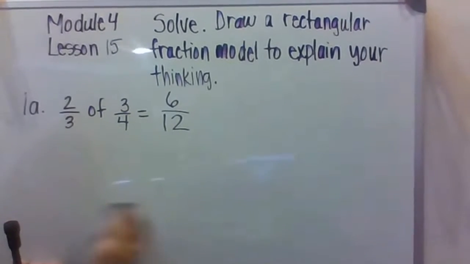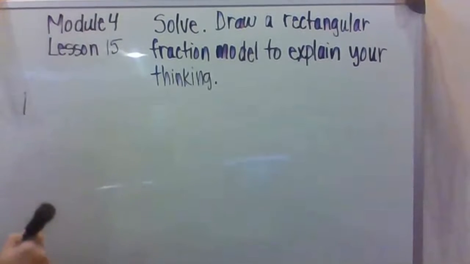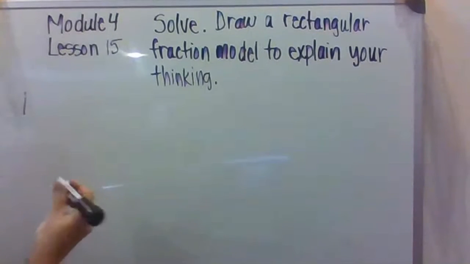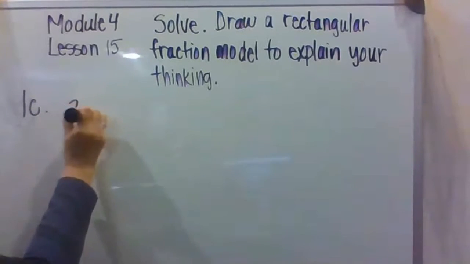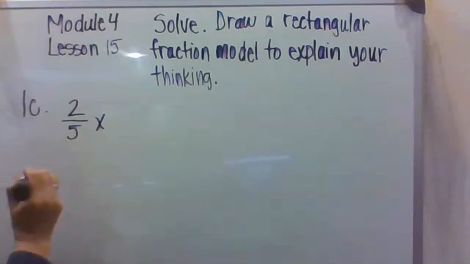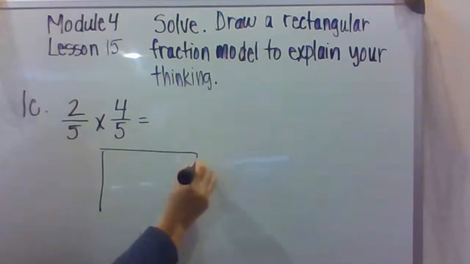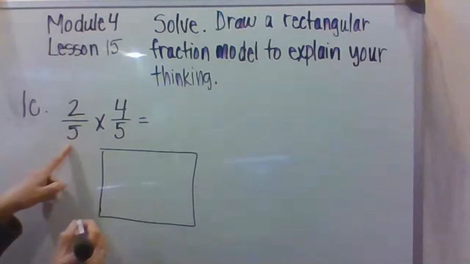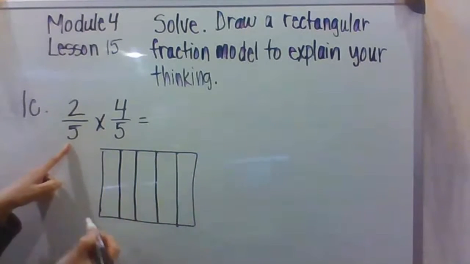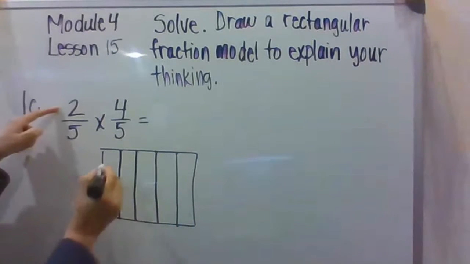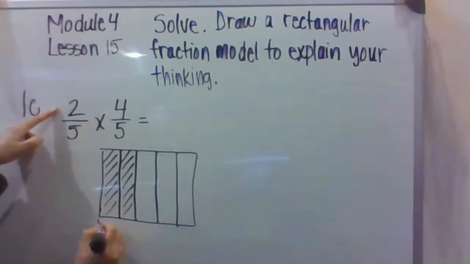Let's do another one. Let's do 1C. So 1C is going to be 2/5 of 4/5. So I'm going to start with my rectangular fraction model. I'm going to split it up into fifths. 1, 2, 3, 4. And I've got my 5 equal parts. I'm going to shade in 2 of them. So 1 out of 5. That is my 2/5.